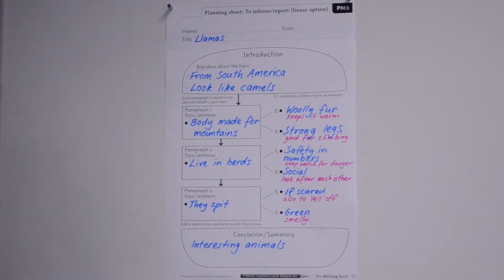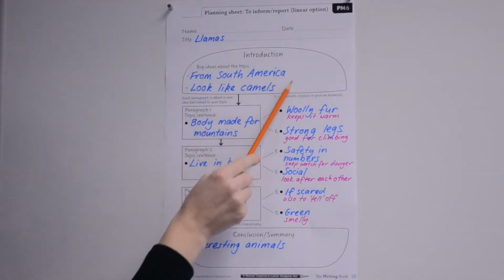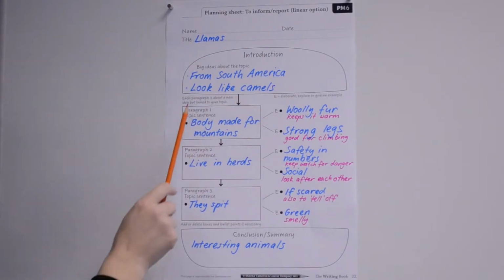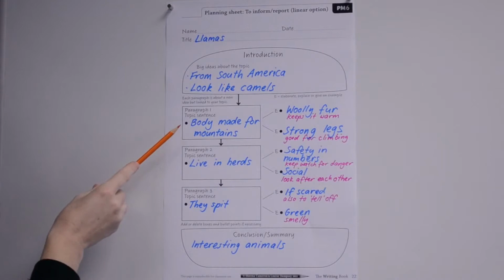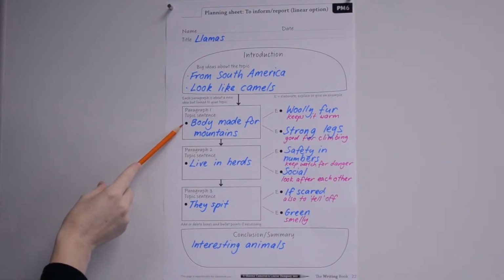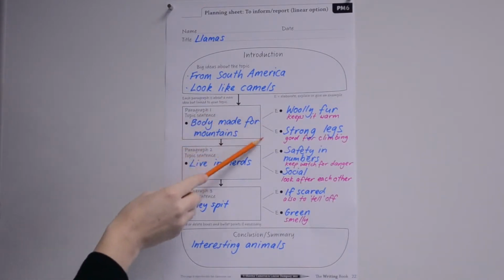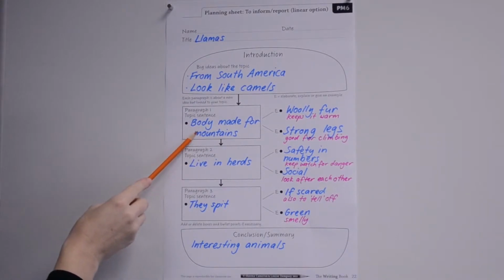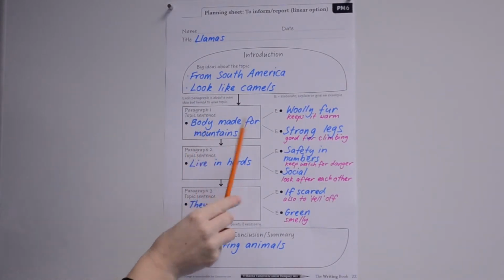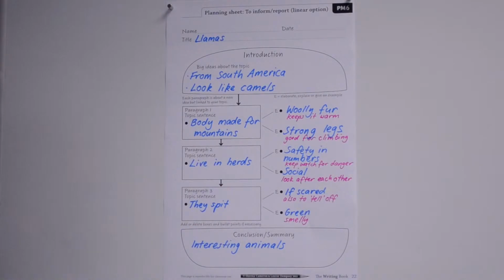Now it's time to do the plan. So I've put my title here, llamas, and for my introduction, that they're from South America and that they look like camels. They're really good things that introduce the animal, but are not very, very important, like what is going to go in here. So for my first paragraph, I have something to do with their body being made for mountains. Now I'm going to make this as my topic sentence, something along the lines of llamas have a body that are made for the cold climate in mountains, something like that.